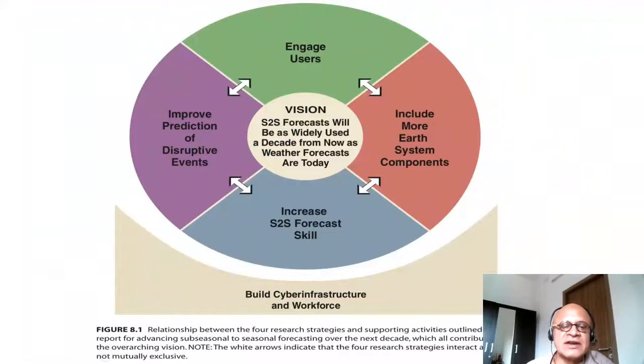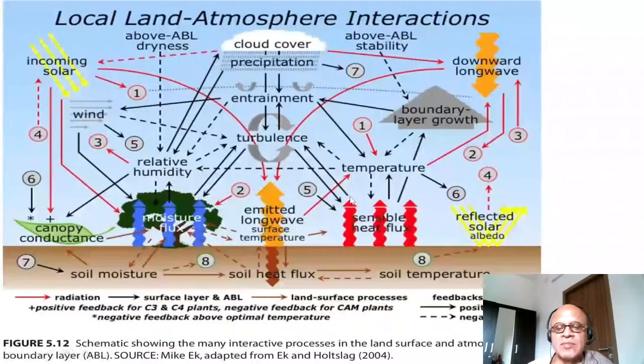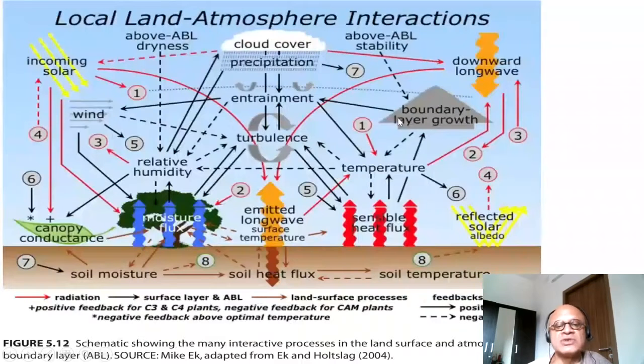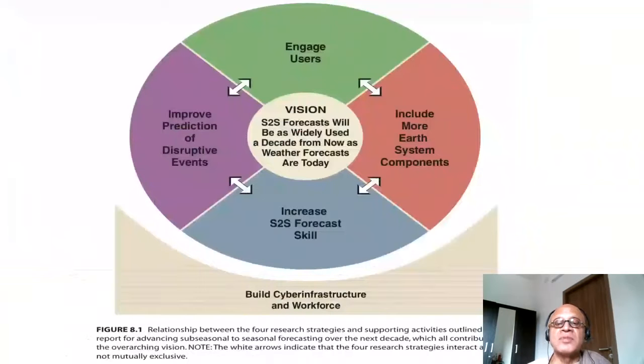I should have put this later, but this is from the National Academy book that is shown here, and it's talking about the Earth system prediction at various timescales and the infrastructure needed. So engage end users, improve predictions of disruptive events, and here is our timescale S2S, which needs cyber infrastructure and a trained workforce as well. So we need to include more Earth system processes, which isn't completely included here. For example, the biogeochemistry, the N2O emissions, methane emissions, CO2 emissions, and so on are also important in the end, depending on the time scale.